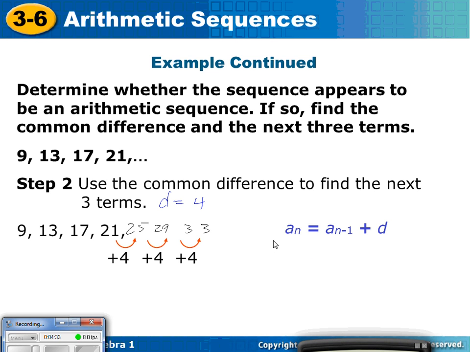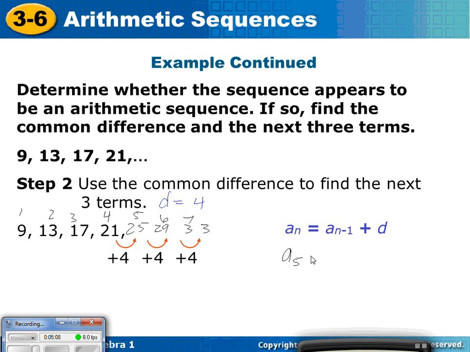But here's the formula. What this means is, in order to know the last term, I need to know the term before it. In order to find 33, what do I have to know? I have to know what 29 was. In order to know the next one, I need to know this one to move on. I can't go from the first term to the last term immediately. So this is term 1, 2, 3, 4, 5, 6, 7.